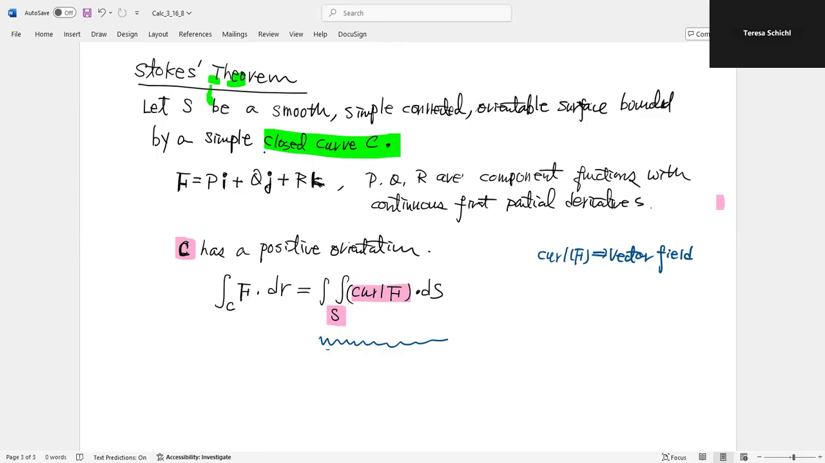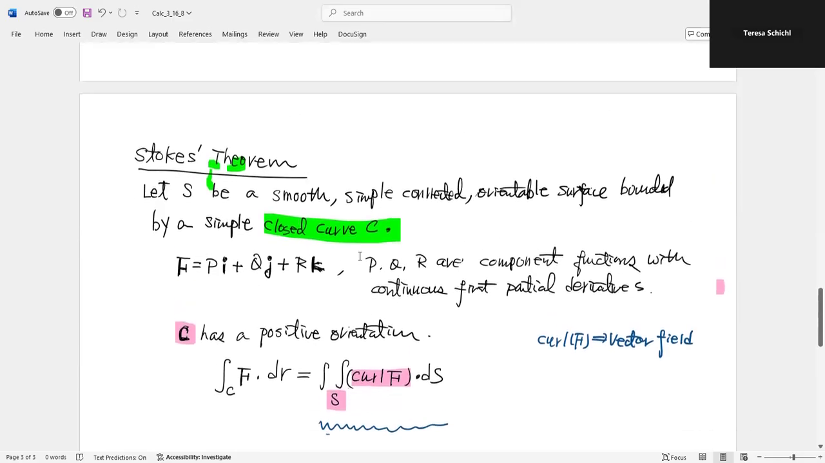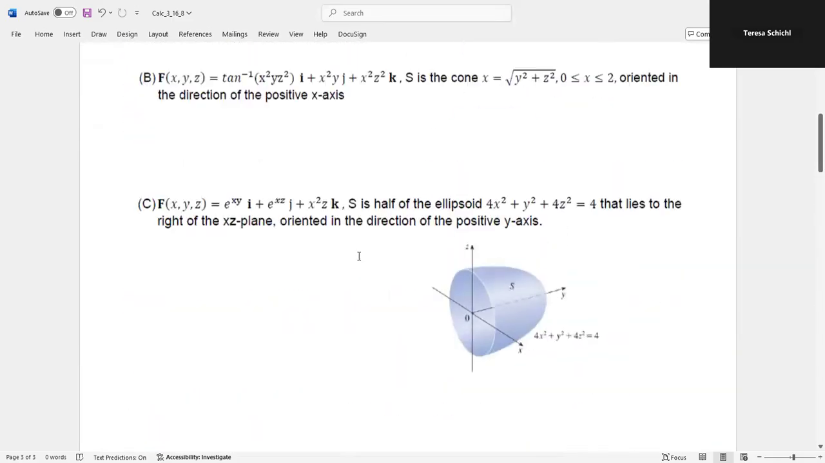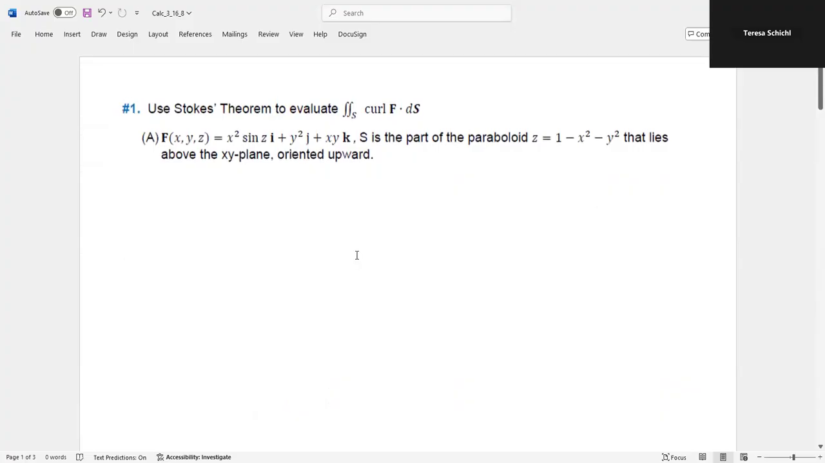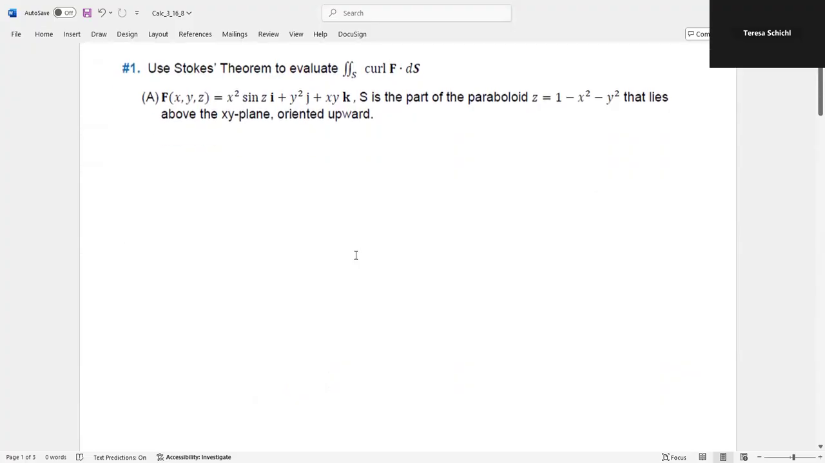Remember in the previous video we talked about surface integrals: if you can find the parametric equations, or z can be written as a function g of x, y, then we can apply the surface integration formula. Now let's go back to our problems. The first problem says, use Stokes' theorem to evaluate the line integral of F dot dr.